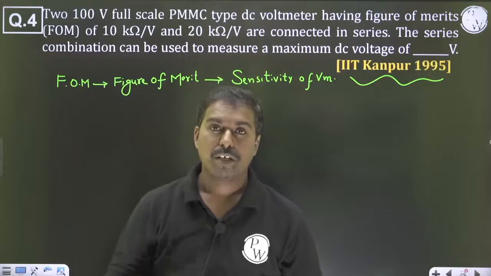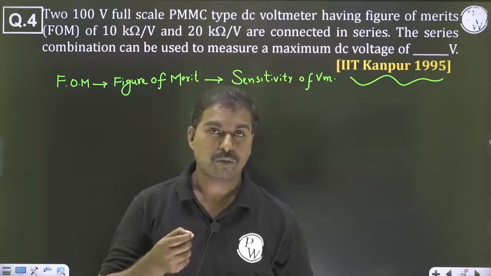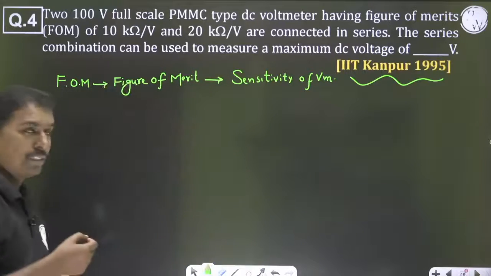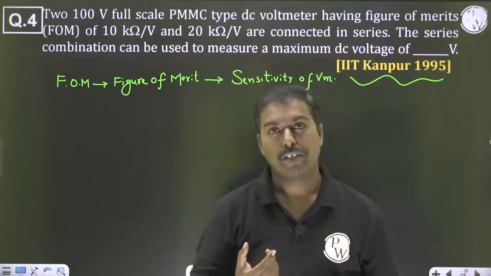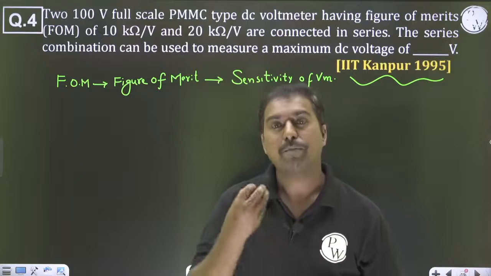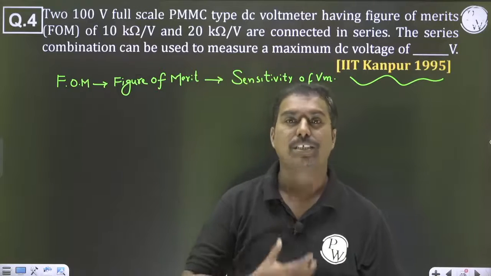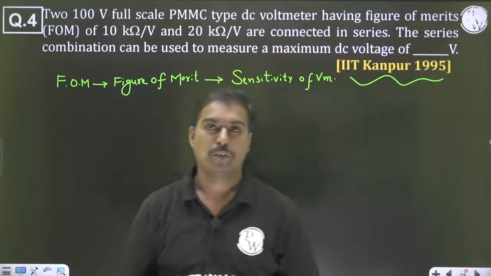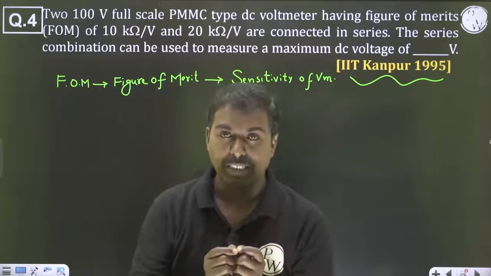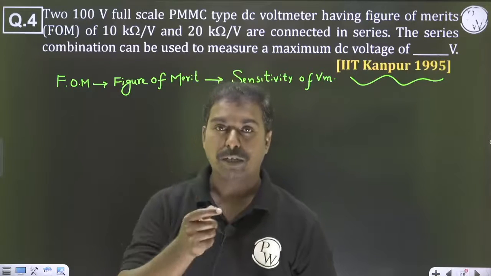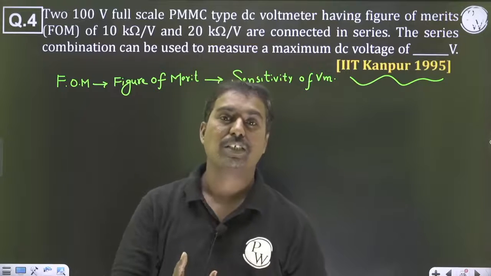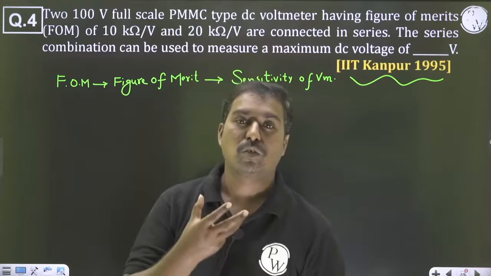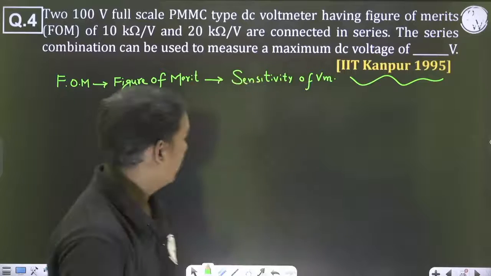So if you see now, that means how much resistance is offered to get a voltage. To represent a particular 1 volt, how much resistance should be offered? You understand? To measure 1 volt, how much internal resistance will that voltmeter offer? That is what we call sensitivity.